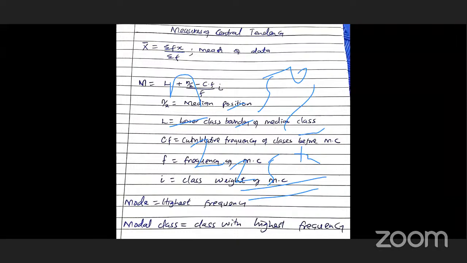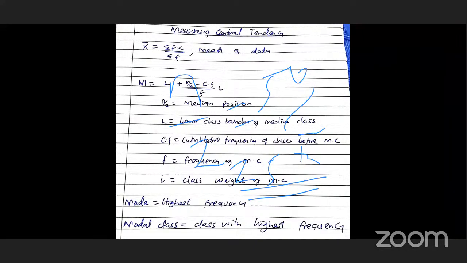Then we have the mode. The mode is the class with the highest frequency, that is, the class that has the most appearances. Like in the previous case where we were counting, we see which class has the highest number. That is the mode. Then we'll also talk of the modal class, which is the class with the highest frequency. So for example, if the highest frequency is 50, a certain class has 50 appearances.